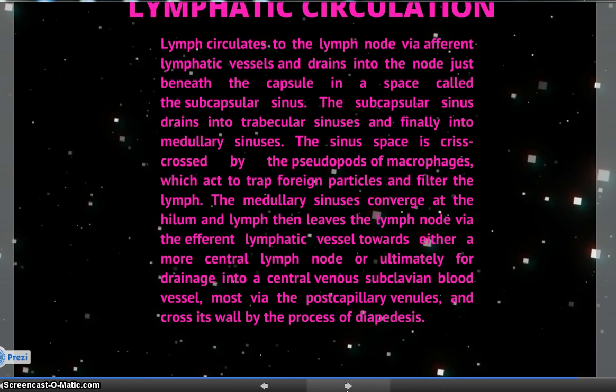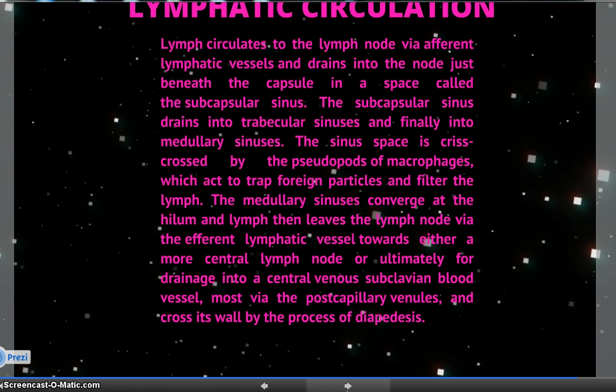Lymphatic circulation. Lymph circulates to the lymph node via afferent lymphatic vessels and drains into the node just beneath the capsule in the space called the subcapsular sinus. The subcapsular sinus drains into trabecular sinuses and finally into medullary sinuses. The sinus space is crisscrossed by the pseudopods of macrophages, which act to trap foreign particles and filter the lymph.